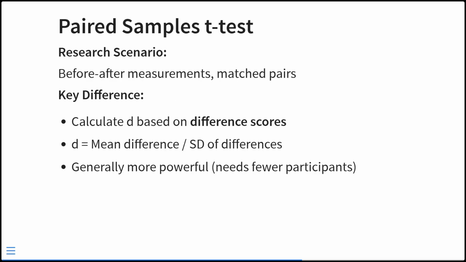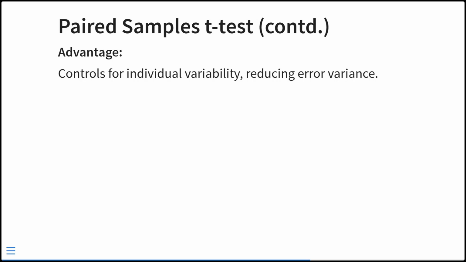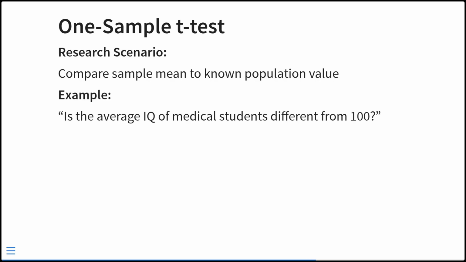Also in the paired sample t-test, with before-and-after measurements or matched pairs, we calculate D based on difference scores, that is the difference between the first measurement and the second measurement. The mean of this difference is divided by the standard deviation of the differences. It is usually more powerful and needs fewer participants. The advantage is that it controls for individual variability, reducing error variance.